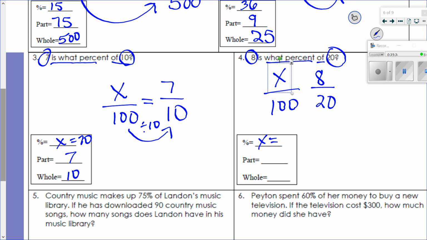Okay. Now what? Talk to me. Did you get it already? Divide by 5. So it went 100 to 20, divide by 5. Okay, so how am I going to find this X? Because I'm going to use my, what? Yep. And that gives you what? Which is? Good. Part is 8, my whole is 20. Good. Any questions so far? Okay.